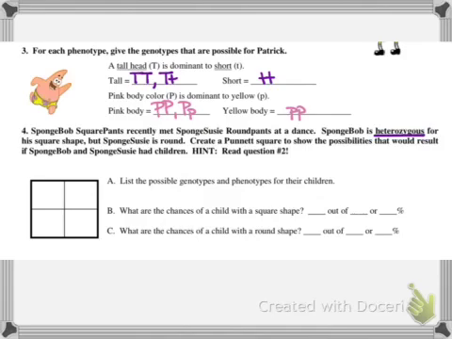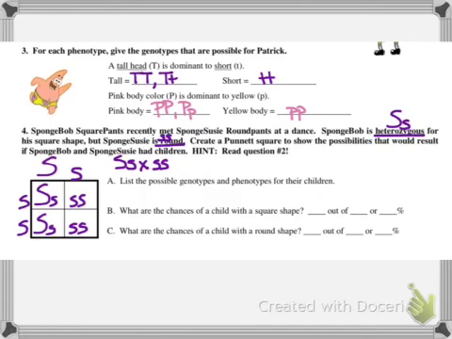So SpongeBob recently met Sponge Susie Around Pants at a dance. SpongeBob is heterozygous for his square shape, but Sponge Susie is round. And they want you to create a Punnett square and look at the possibilities if they had children. So if SpongeBob is heterozygous, that means he's a hybrid, so he has a capital S and a lowercase s. And if Susie is round, that's recessive, and this goes actually back up to question number 2. So if round is recessive, she'll have two lowercase s's. And so here's our cross.